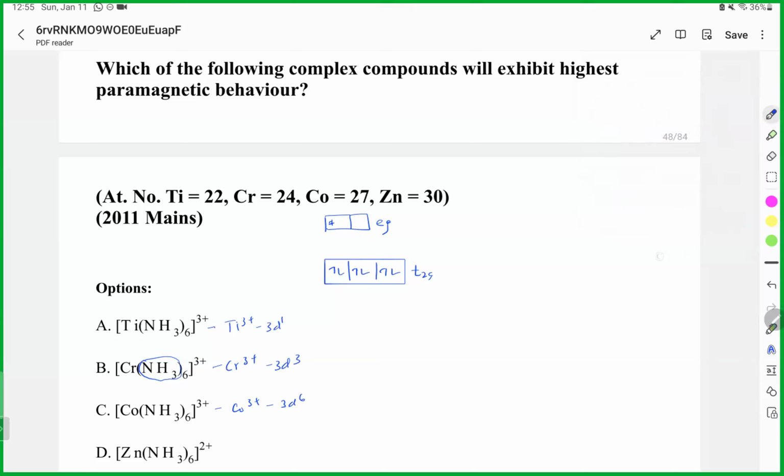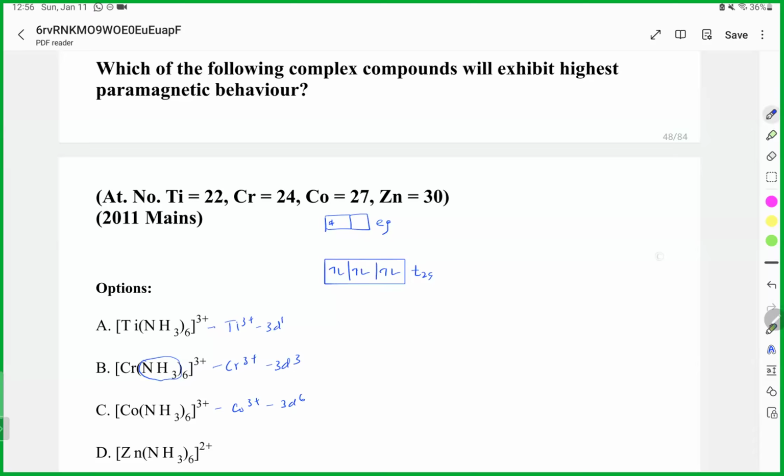If this is a strong ligand, the splitting will be bigger, so the energy gap will also be higher. Then it is difficult to go to the higher level, so it will start causing pairing. That we'll discuss in crystal field theory. Don't worry about this.